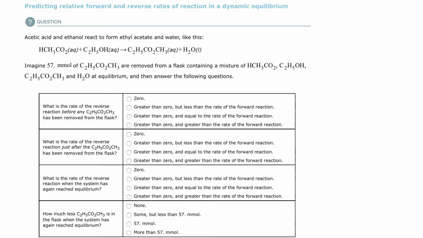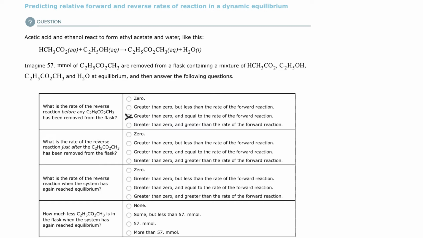Here's the first. What is the rate of the reverse reaction before any of that ethyl acetate's been removed? Okay, so the rate of the reverse. If you remember, it's at equilibrium. Equilibrium means that the rate of the forward and the rate of the backwards is the same. So they're going to ask you, can't be zero because they're both moving, they're both making something. Greater than zero but less than the rate of the forward reaction? No, that's not at equilibrium. Greater than zero and equal to the rate of the forward reaction? Yes, that's what equilibrium means. It's greater than zero and equal to the rate of the forward reaction.